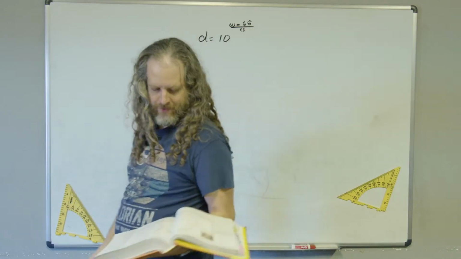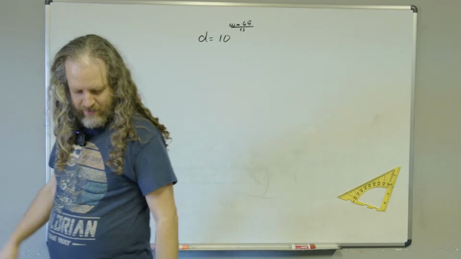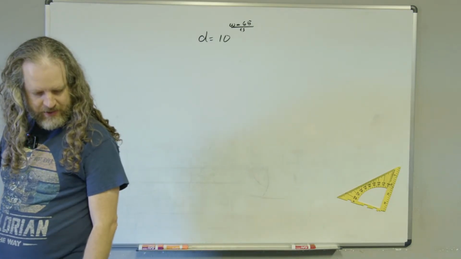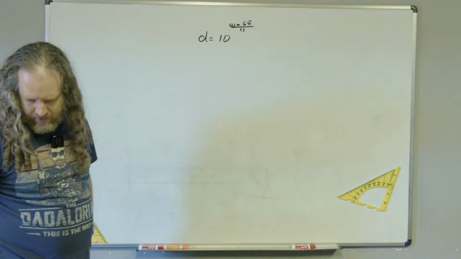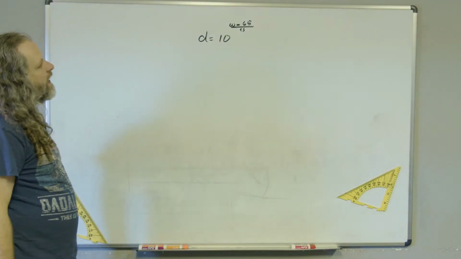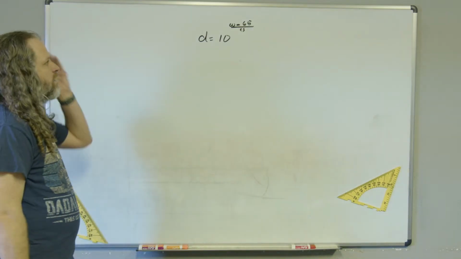Okay. So we have that. Distance a tornado travels, where W is the wind speed, and D is distance in some amount of miles. Yeah? Okay, and it wants us to express W in terms of log D.